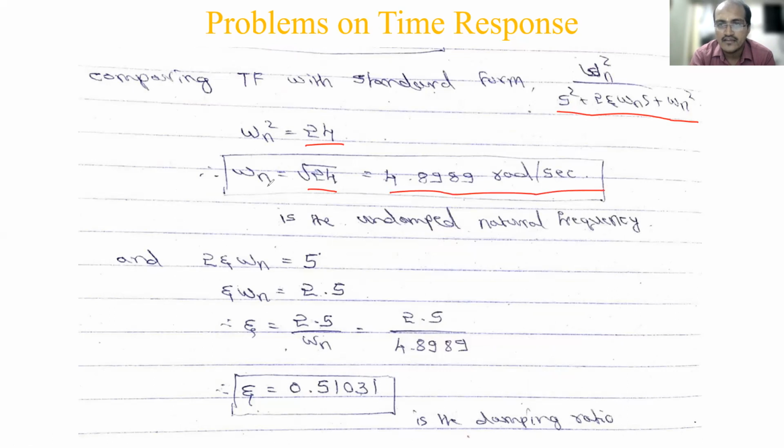This is an angular frequency. You have to keep the unit in radian per second. So this is how the straight calculation goes, right? The natural frequency you got, the undamped natural frequency, is omega n. So that calculation is over.